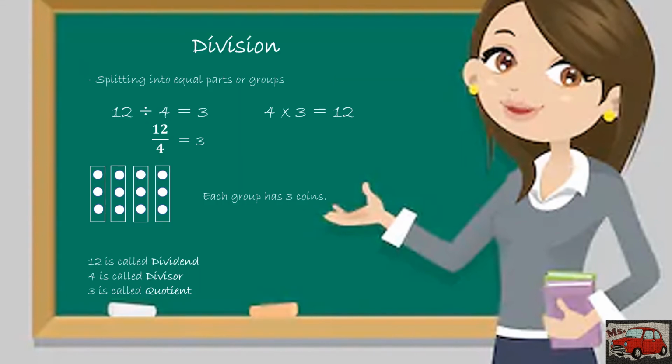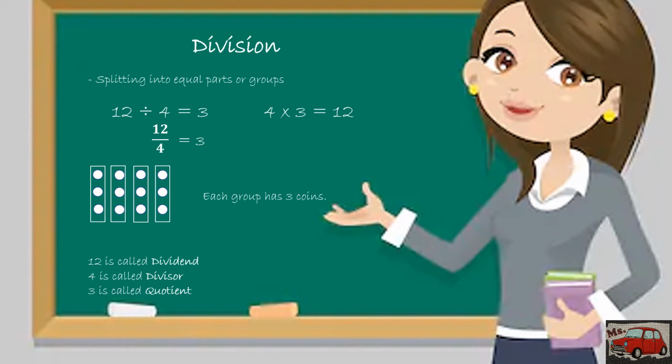Now, we are in our last operation, which is the division. So, division is just splitting into equal parts or groups. So, I have here 12 divided by 4 is equals to 3. Or you can write it 12 over 4 is equals to 3. So, ano lang bang ibig sabihin pag nagdi-divide tayo?